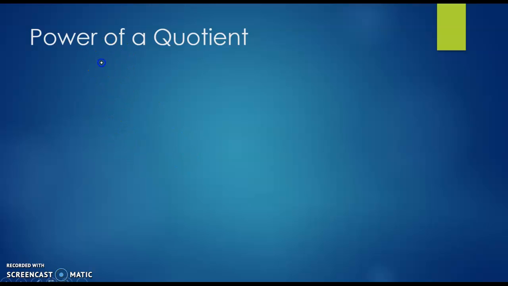So our definition is for any integer a, b, and m where a does not equal 0 and b does not equal 0, the following is true. A over b to the mth power is equal to a to the m over b to the mth.